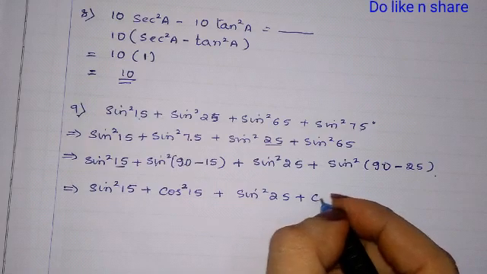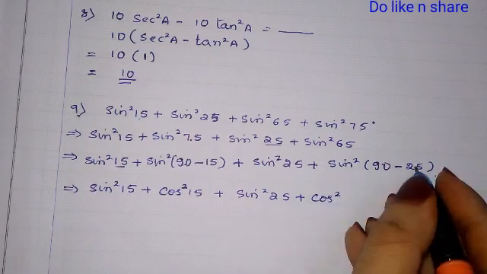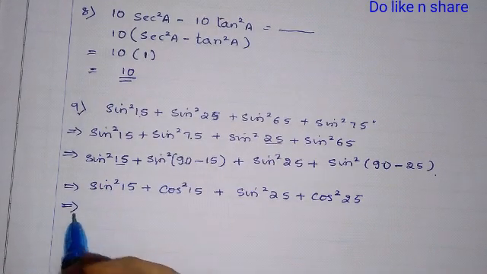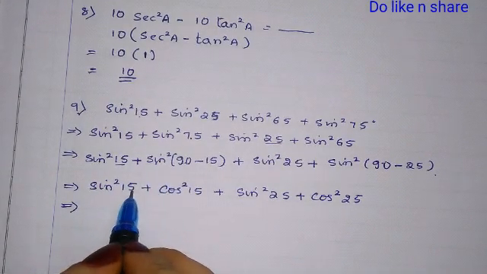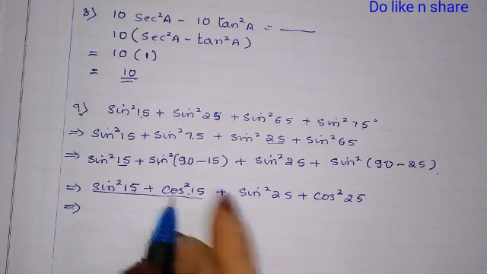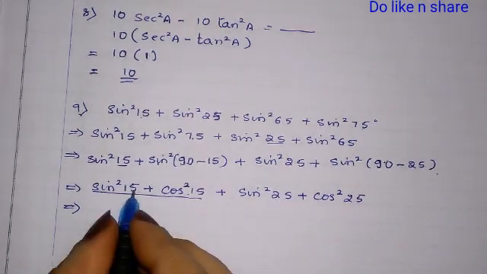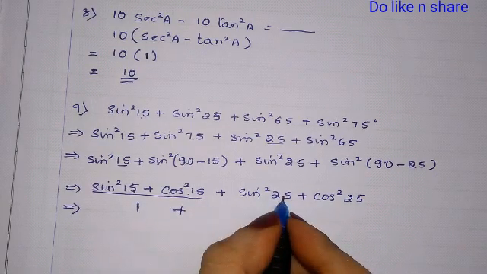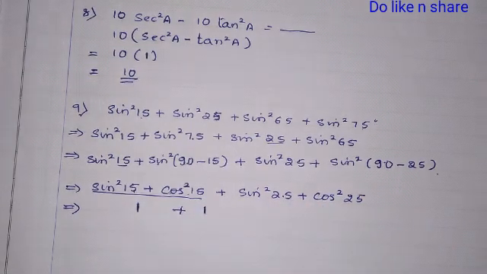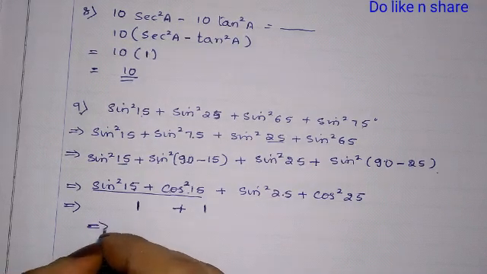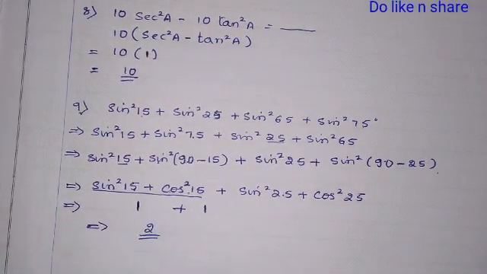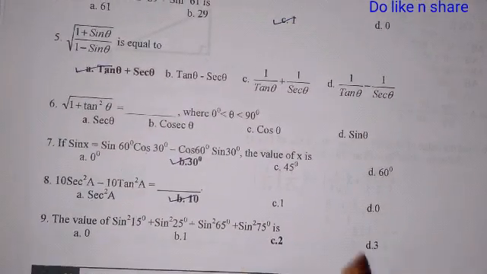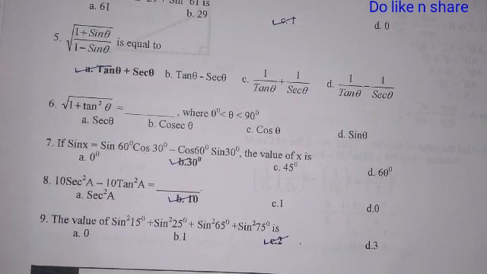Sine 90 minus A is cos A, as it is. Now this is the identity that sine square A plus cos square A is nothing but 1. So sine square 15 plus cos square 15 is 1, plus sine square 25 plus cos square 25 is also 1. So 1 plus 1, the answer is nothing but 2. So the correct option here is 2. So we got the correct answer as 2.